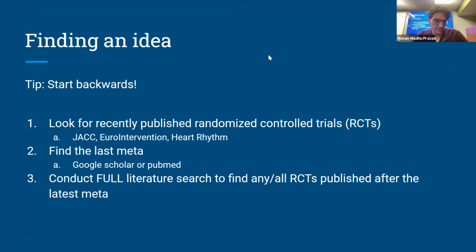So how to find an idea. I feel like this is one of the hardest parts of doing a meta-analysis. You can know how to do a meta-analysis, but how do you find the idea to do a meta-analysis? So from the year and a half that I've been doing this, I feel like it's easiest to start backwards. You don't think of an idea and then do the meta-analysis. What I do is I find a recently published randomized controlled trial that piques my interest. So I search in the cardiology journals, JACC, EuroIntervention, and Heart Rhythm, for recently published randomized controlled trials. And then I go from there.